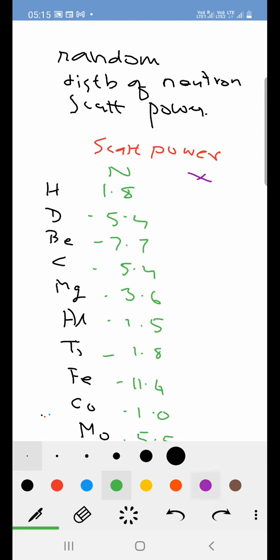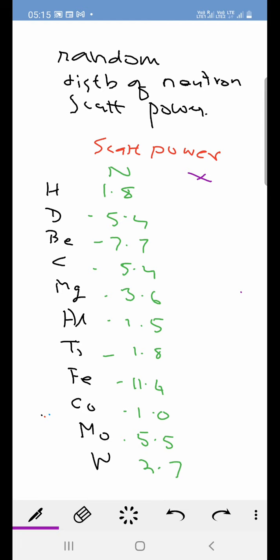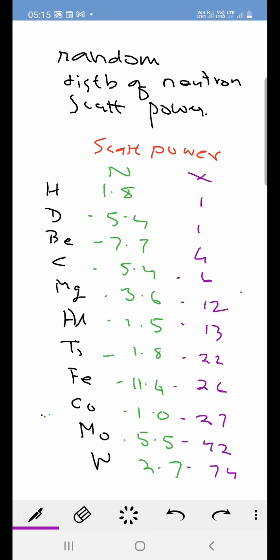And in the case of X-rays it is 1, 1, 4, 6, 12, 13, 22, 26, 27, 42, and 74. So the elements are arranged in increasing order of atomic number, and you can see the X-ray scattering power increases accordingly.